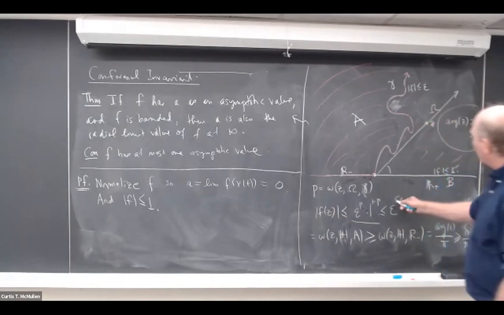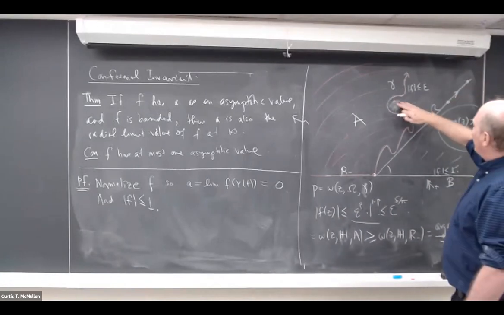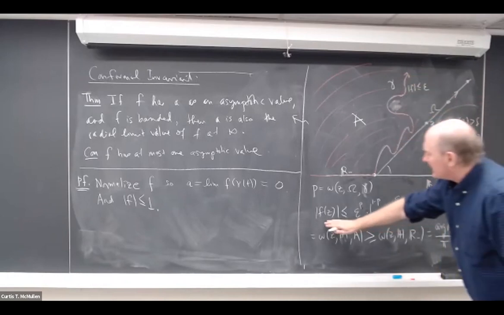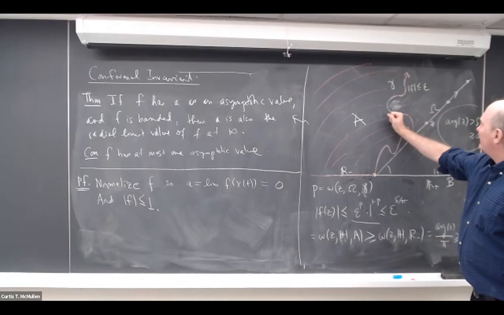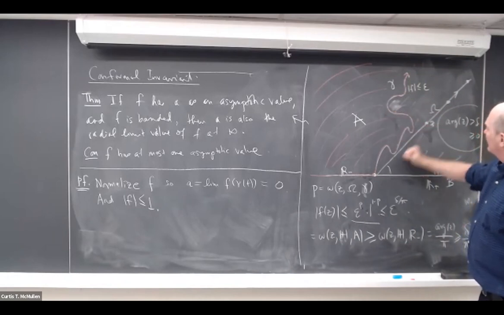And this value of delta is independent of Z. So as Z moves farther and farther along, and the value along gamma gets smaller and smaller, the value of f at Z also goes to 0. And that shows that the fact that f is going to 0 on this arc forces the value of f to also go to 0 along this radial line.